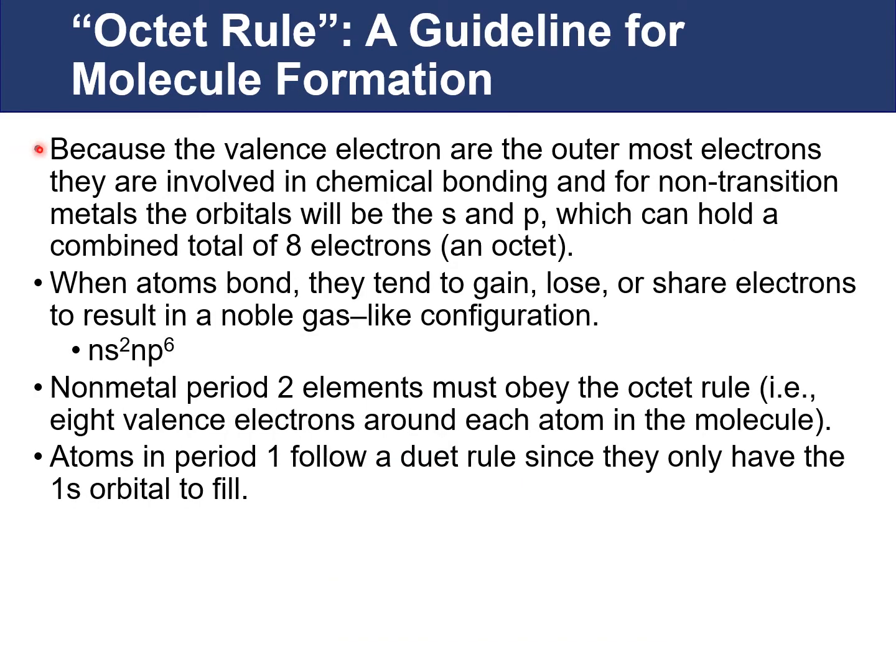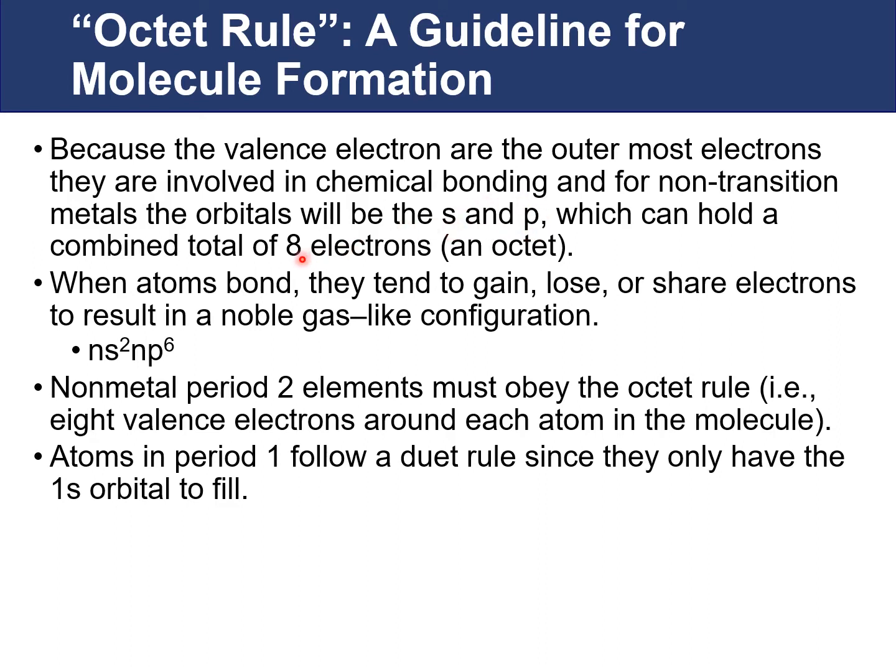Because valence electrons are the outermost electrons, they are the ones that are involved in chemical bonding. And for non-transition metals, the orbitals will be made up of s and p orbitals, which, as we saw when we were coming up with our electron configurations, can hold a combined total of 8 electrons, which is our octet. 2 electrons can be stored in an s orbital, and then 2 electrons can be stored in each one of your p orbitals, and there are 3 p orbitals. So that's a total of 6 electrons being stored in the p, 2 being stored in the s, for a combined total of 8.